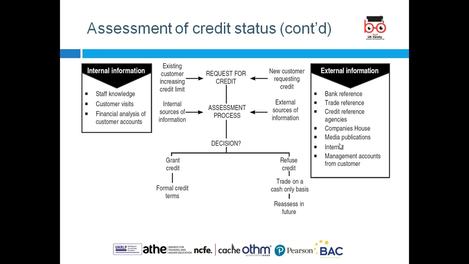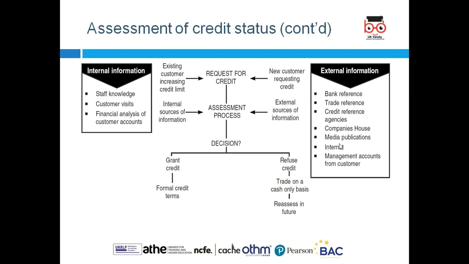Okay, assessment of credit status: internal information, staff knowledge, customer visit, financial analysis, customer account, like a financial statement we can use. For an existing customer asking to increase the limit, if we have internal information we can give them more credit. For a new customer requesting credit, we use external sources of information, and then grant credit, set formal credit terms, or refuse credit. These are the information we can look at.